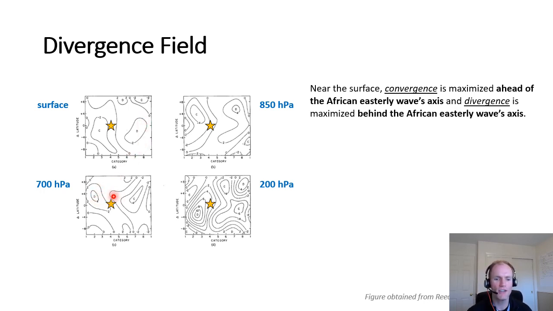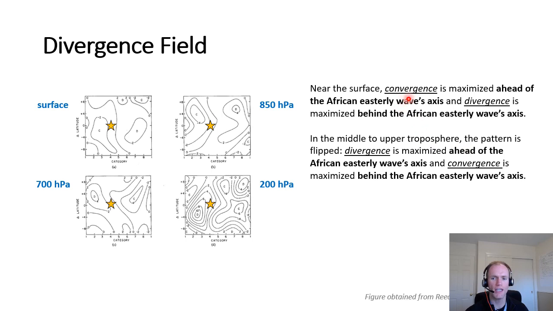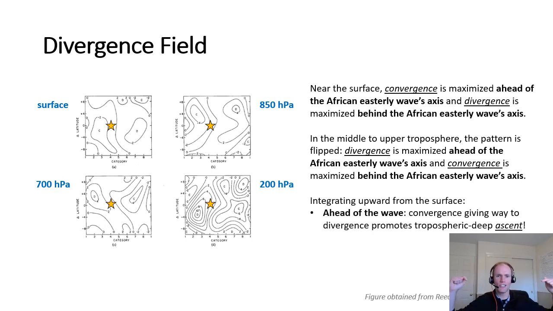By the time we get to 700 and especially 200 hectopascals, it flips. We see divergence ahead of the wave axis and convergence behind the wave axis. So that's what these two notes are indicating. Ahead of the wave axis, we have low-level convergence and then mid and upper-level divergence. Behind the wave axis, we have low-level divergence and mid and upper-level convergence. If we think about integrating upward from the surface, ahead of the wave axis, air coming together is going to be forced upward, and then it will diverge out in the mid to upper troposphere.